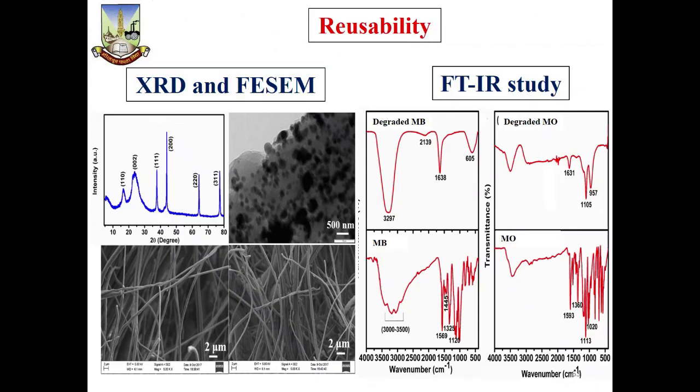For reusability, XRD and FESEM show there is no change in the morphology of PAN AGG nanofibers. The activity is as such from the first cycle to the last cycle, with only a marginal change. There is no change in the morphology of that material. Even the crystal planes remain as such. The functional groups still show the degraded MB and degraded methyl orange. Complete degradation happens and mineralization is taking place.